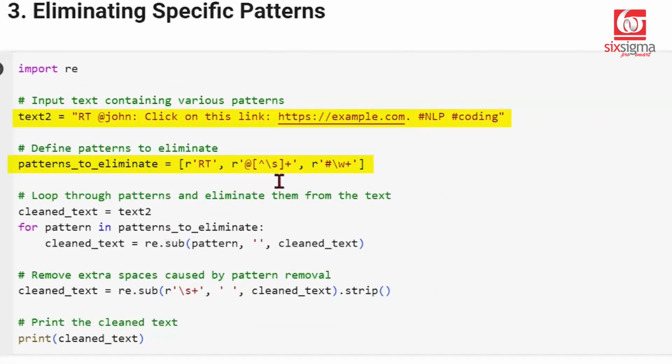And then we have \s, which represents the space. So we are saying whatever is not a space that follows @, it's one or more occurrences. This plus sign represents one or more occurrences. This is something that we are capturing as a pattern.